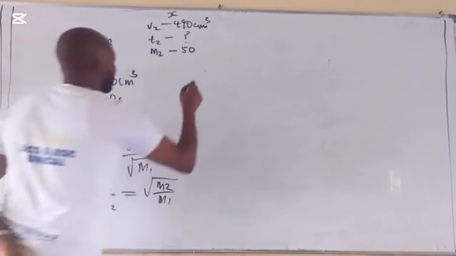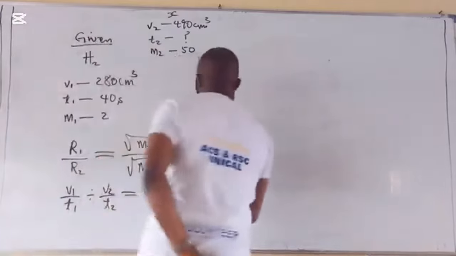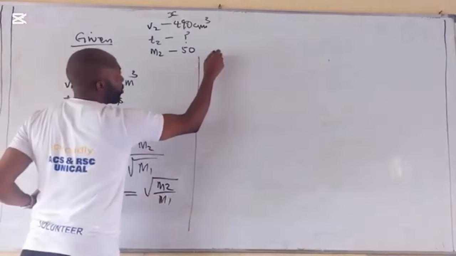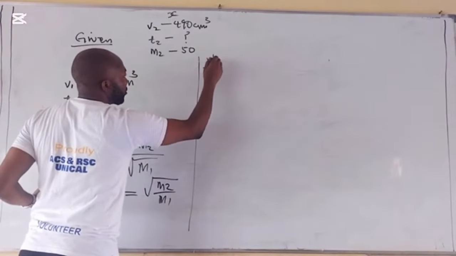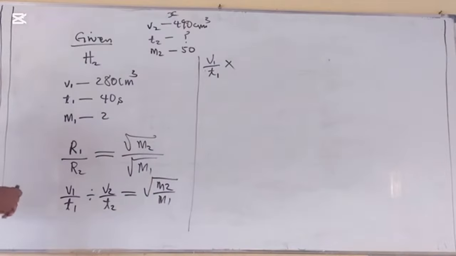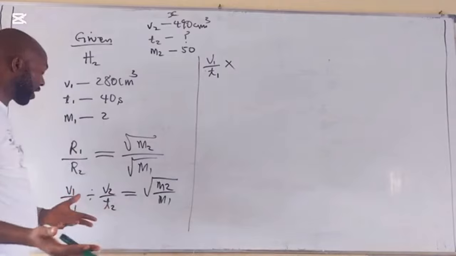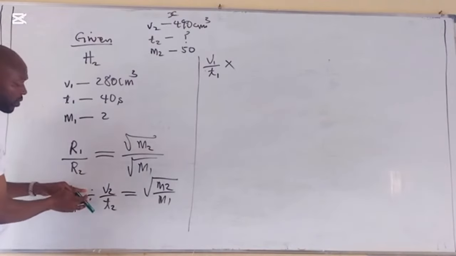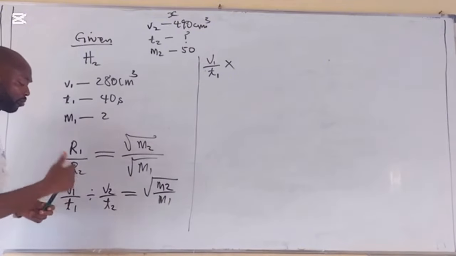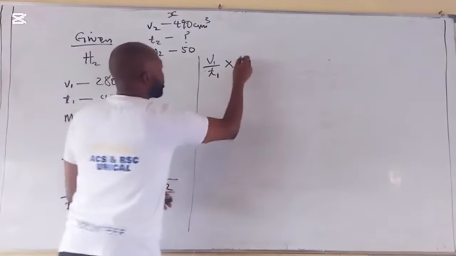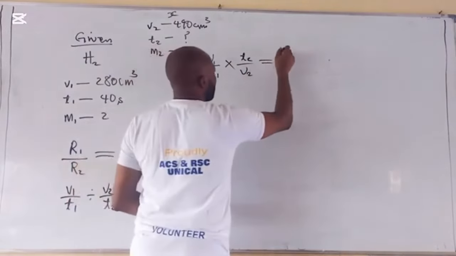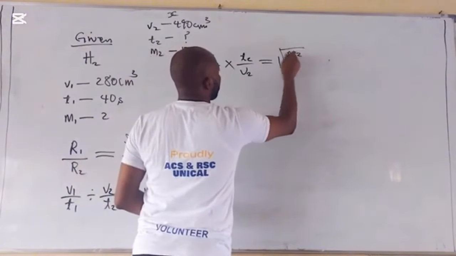Now, if I cross over here, V1 over T1 times, by the laws of fractions, when you change this to a multiplication sign, the position of these variables will change. This will go up and this will come down. So now I have T2 over V2. All of this is equal to the root of M2 over M1.